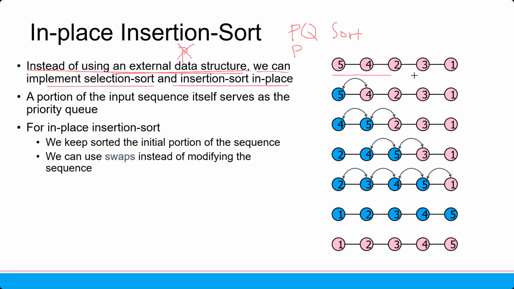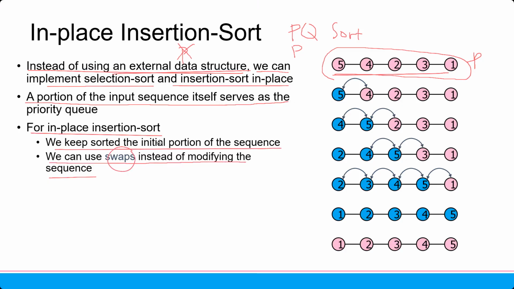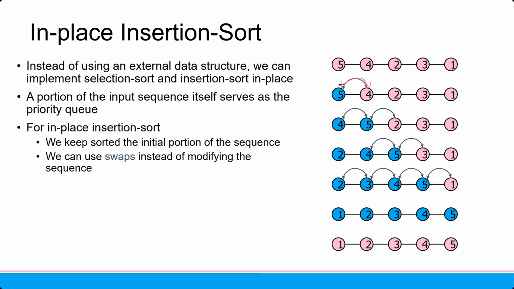So I have the list like this one, 5, 4, 2, 3, 1. So a portion of this input sequence itself serves as the priority queue. So we can say this is also a priority queue, or this is a data structure of priority queue. So for in-place insertion sort, we keep sorted the initial portion of the sequence. And we can use swap instead of modifying the sequence. So swap, if you still remember when we do with the array, swap means we want to exchange the positions.